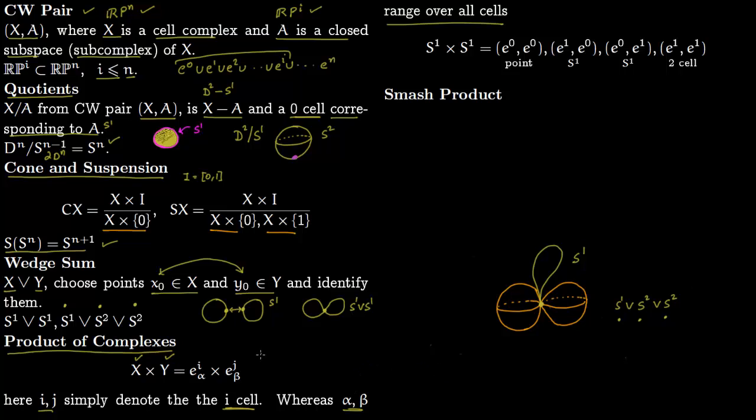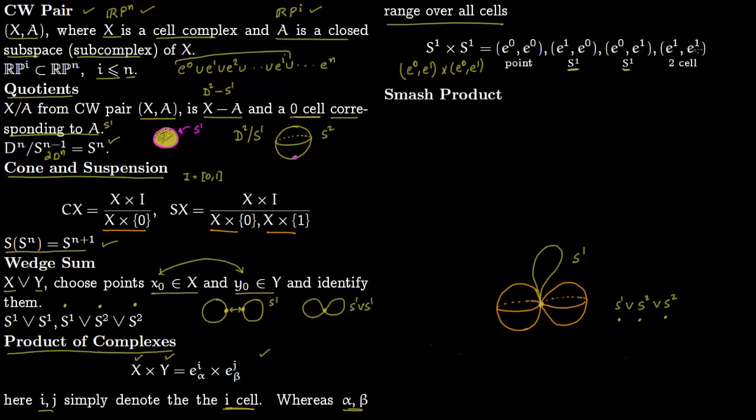So this was a definition, but to make this more precise and clear, let us do an example. So say S1 times S1. Now you know S1 consists of 2 cells, e0, e1. So you have e0, e1 times e0, e1, and just like in Cartesian product, you write this down: e0e0, e1e0, e0e1, e1e1. Now you see that this e1e0 is just nothing but an S1. e0e1 is also S1.